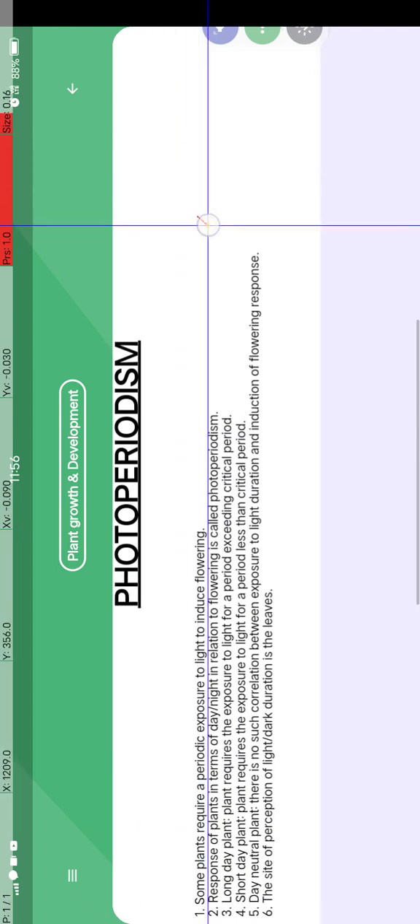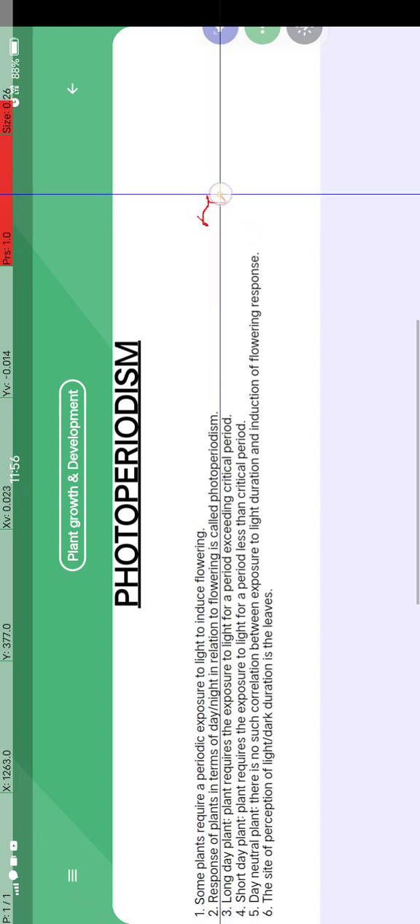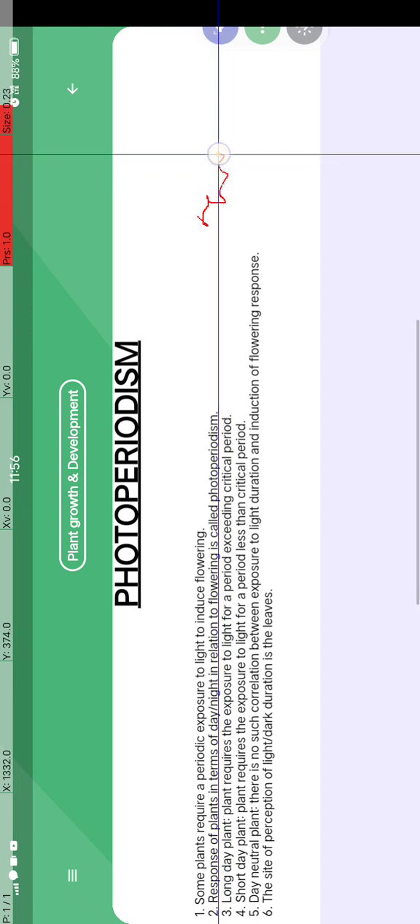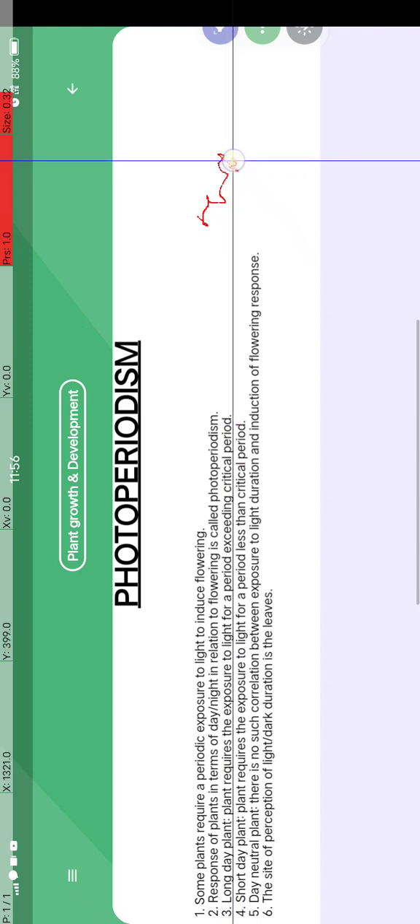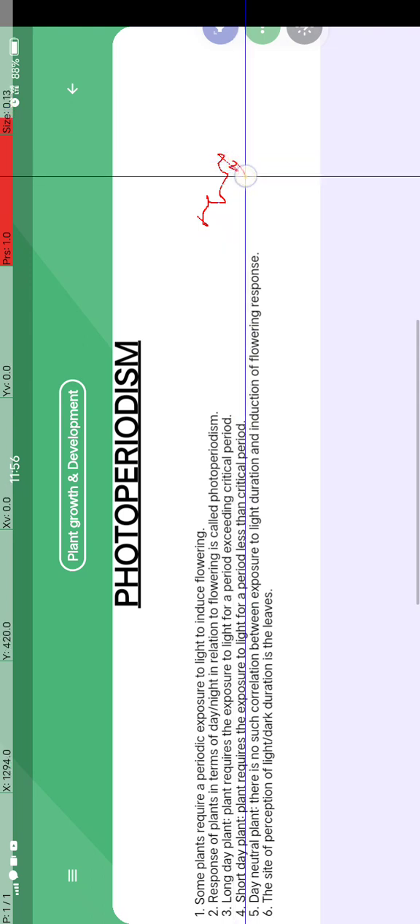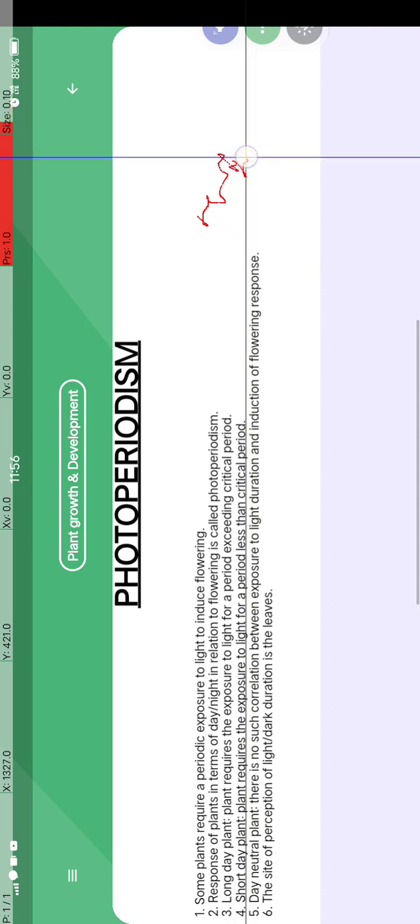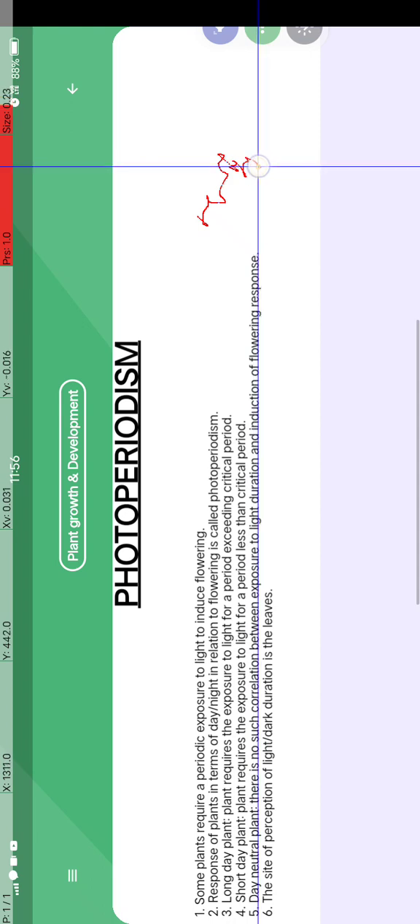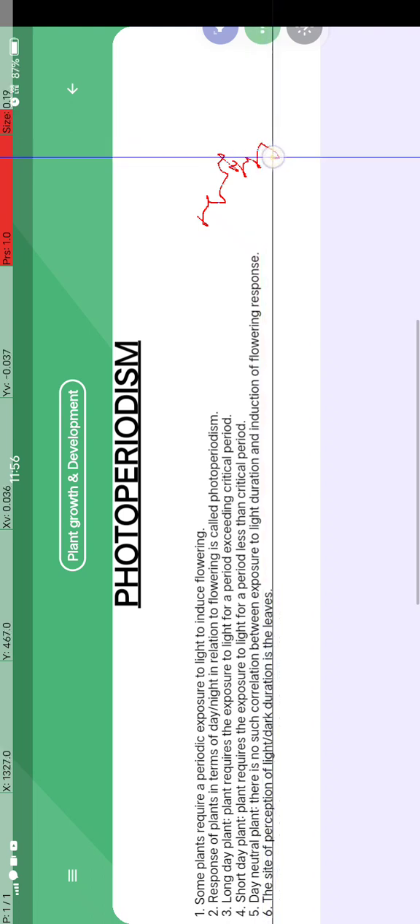Photoperiodism. Some plants require a periodic exposure to light to induce flowering. The response of flowering in terms of day and night in relation to flowering is called photoperiodism. Long day plants require exposure to light for a period exceeding the critical period. Short day plants require exposure to light for a period less than the critical period. In day neutral plants, there is no correlation between the exposure to light duration and the induction of flowering. The site of perception of dark and light duration is the leaves.